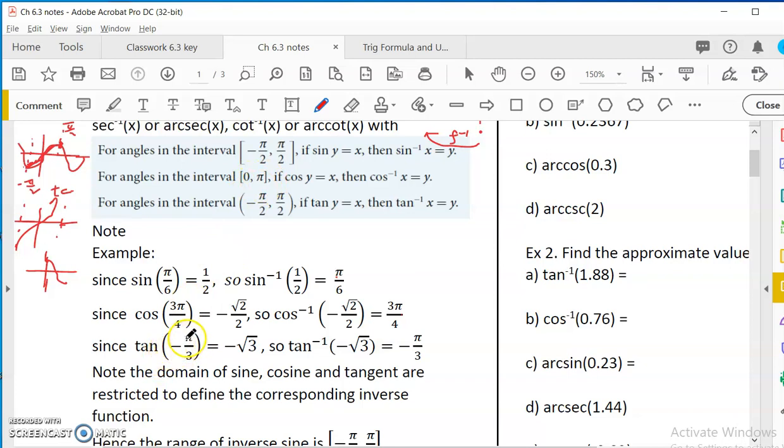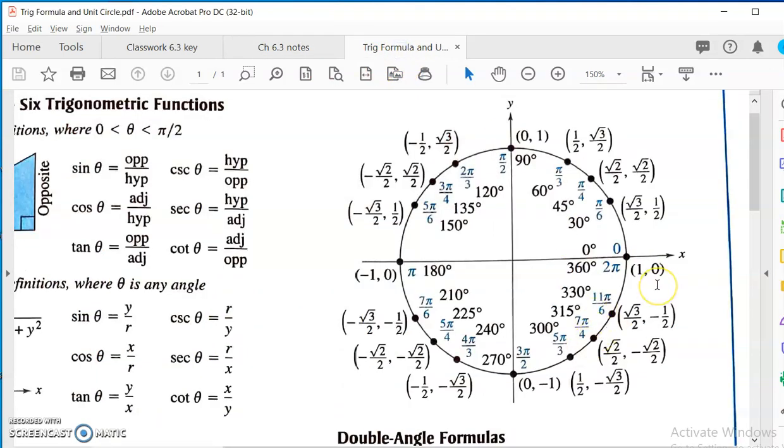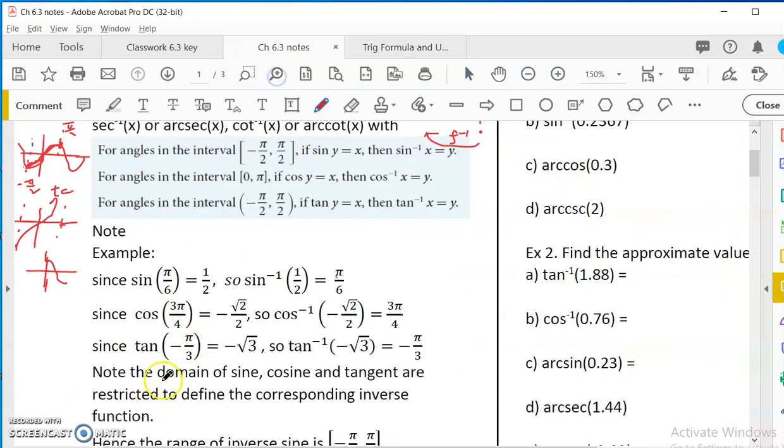Tangent of negative pi over 3 is negative root 3. How do I know? On the unit circle we only have from 0 to 2 pi, but where is the angle negative pi over 3? Earlier we said we want tangent of negative pi over 3 because negative pi over 3 is within our picked domain of negative pi over 2 to pi over 2.